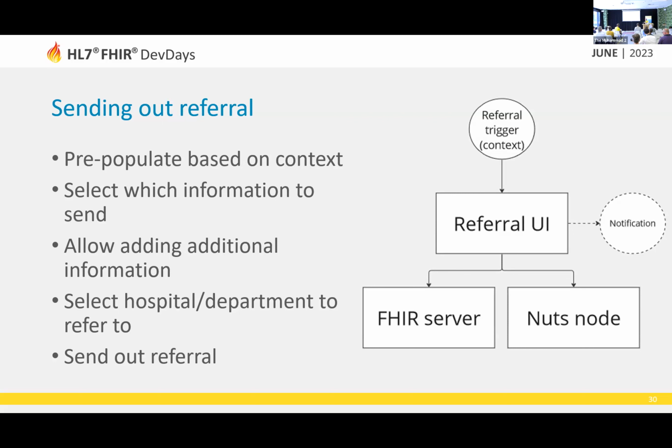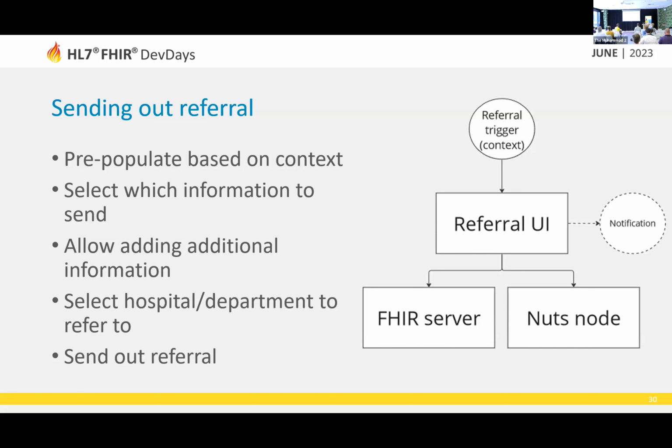This referral UI can be pre-populated based on context. So if it's for prostate cancer, then there are a number of ZIBs that we can pre-select. We can pre-select it, but you also need to be able to deselect it, of course. You need the option to add additional information. Maybe you have a letter you want to send along, or a DICOM image that's not yet in your file server, so you need to be able to add that information as well. Then you need to select where you're going to send it to, and then, of course, send out the referral itself.